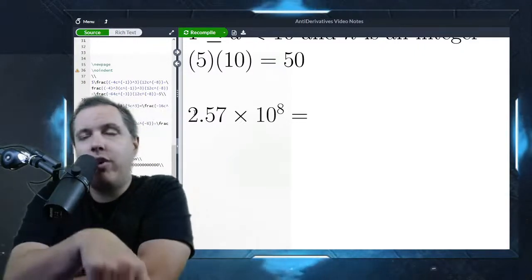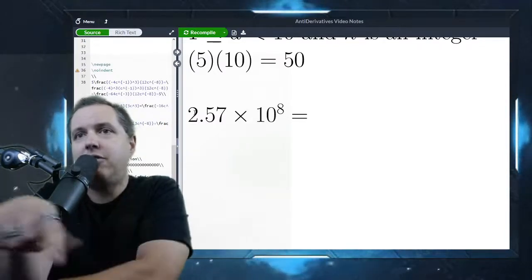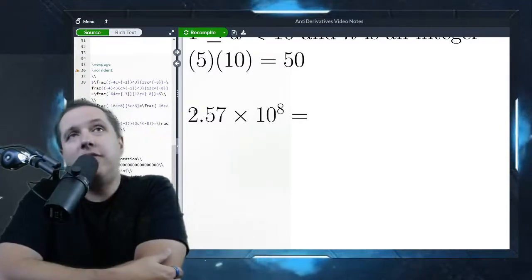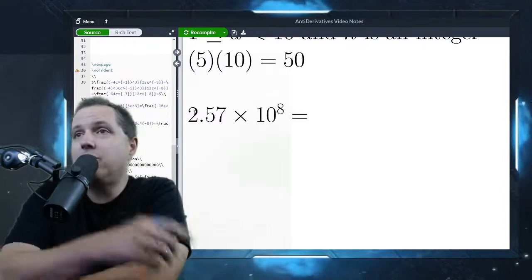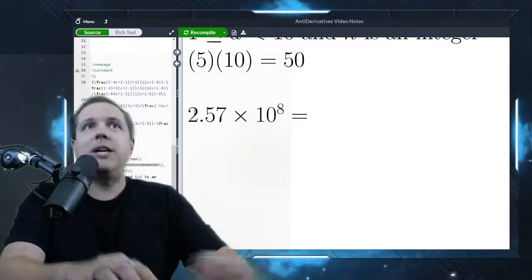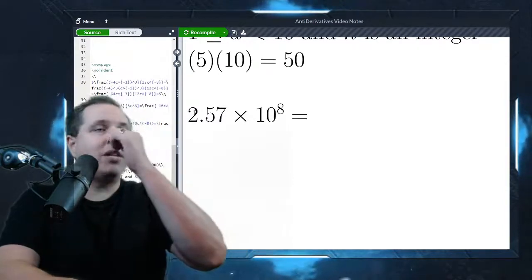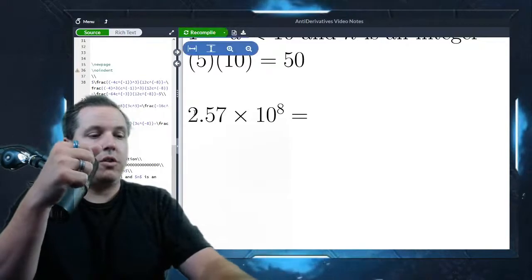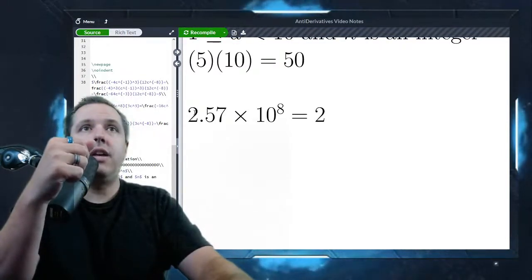It always seems so weird to me when books teach students to memorize move the decimal left versus move it right, when you just look at it and go, well, if I multiply 2.57 times 10 8 times, that's going to be a really big number. So I'm going to move the decimal in the direction that makes it bigger. So you go 2, and then you just keep track of how many times you're moving the decimal. 1, 2, 3, 4, 5, 6, 7, 8.